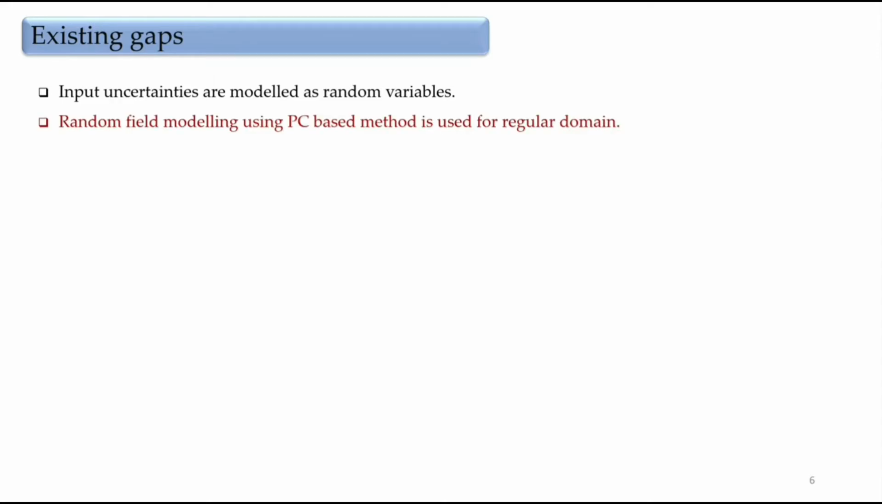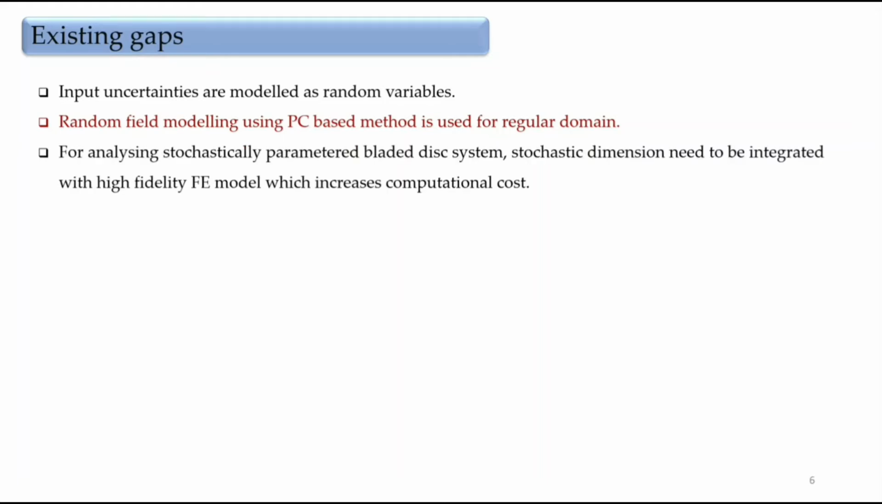Out of several techniques for random field modeling, PCE has been shown to be the optimal, which gives lower stochastic dimension. However, PCE has been mostly used for the regular geometrical domain, but in the present study, bladed disk system has complicated geometry which poses additional computational challenges, and hence a framework is required to address this issue. For a stochastically parametrized bladed disk system, along with spatial discretization, random field discretization is also required, and inclusion of this stochastic dimension along with high fidelity FE model further increases the computational challenges. Therefore, a mathematical model is required to address the computational issues.